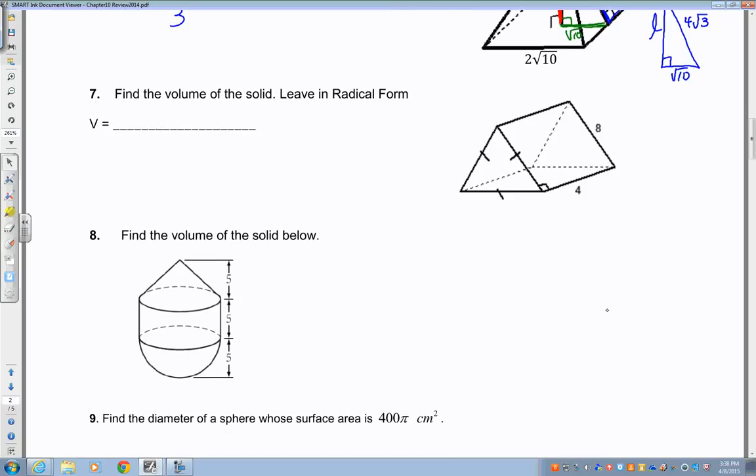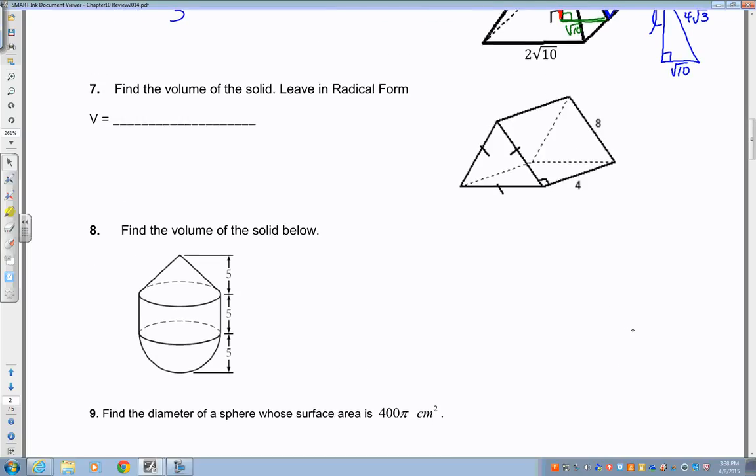Okay. All right. Let's talk about number 7. This last one, this shape was on the last test. That's why you're going to see it again on this test. We didn't get the percentage of mastery that we would want. And it's going to be in radical form.